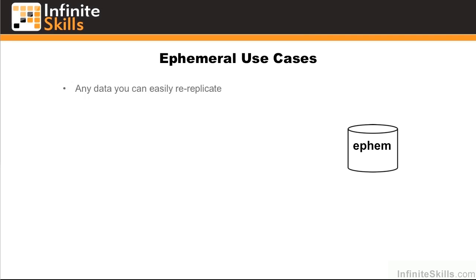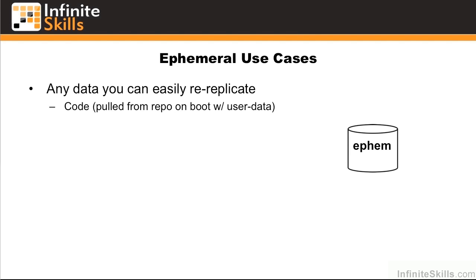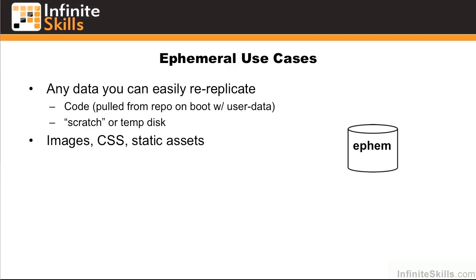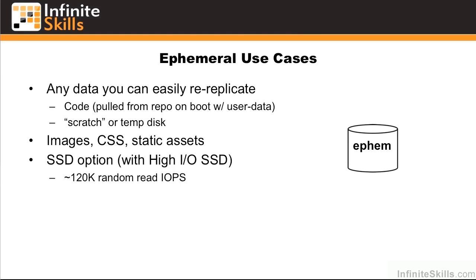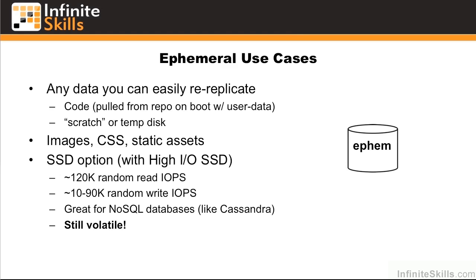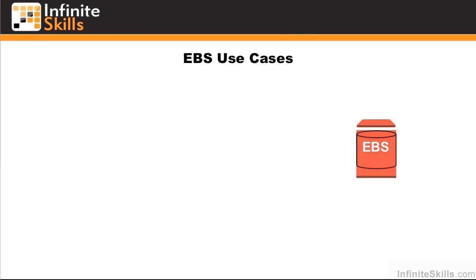Let's look at some of the use cases. Basically, any data that you can easily re-replicate, such as code which can be pulled from your repo on boot or with user data, such as a scratch or temporary disk. Images, CSS, and static assets may be a good choice, but you typically want to use S3 there. And Ephemeral also comes with an SSD option in the high I/O instances. Many folks use this for NoSQL databases. You can get up to 120,000 random read IOPS and about 10 to 90,000 random write IOPS. It is, however, still volatile. If you need to store this data permanently, you need to take care of that inside of your NoSQL cluster.